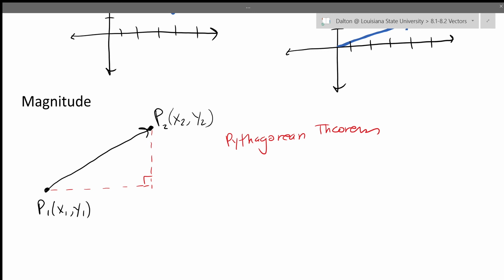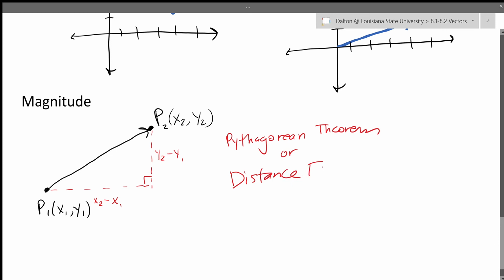Well, this vertical distance is along the y-axis. So I can find that vertical distance by calculating y2, whatever the y value is of P2, minus the y value of P1. So it's going to be y2 minus y1. And then I can find the horizontal distance by doing the same thing. I can calculate it by doing x2 minus x1. And then if you do some work with the Pythagorean theorem, it's how we arrived at the distance formula.